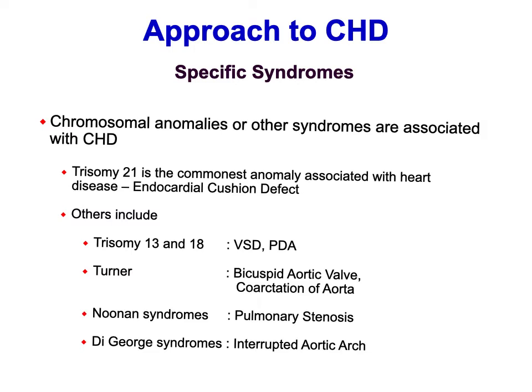defect. Trisomy 13 and 18 likewise are associated more commonly with ventricular septal defect or patent ductus arteriosus. Turner syndrome 45XO is associated with bicuspid aortic valve and coarctation of aorta. Noonan's is associated with pulmonary stenosis. DiGeorge syndrome is associated with interrupted aortic arch, and there are many others, I have only put forward a few.